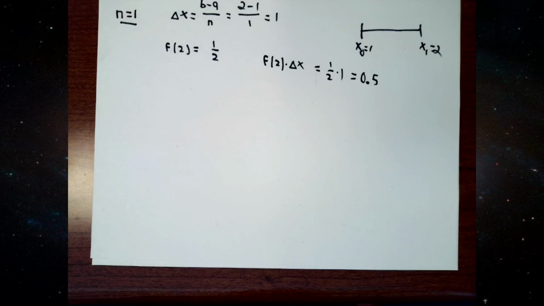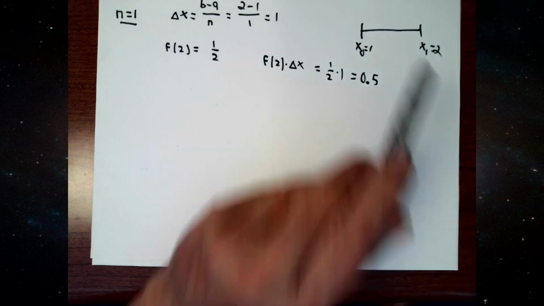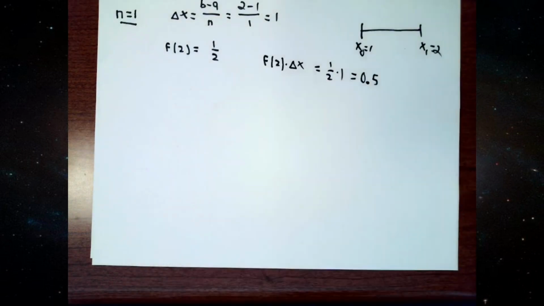which works out to be 0.5. The actual value of the integral is 0.6931, so this is not a very good approximation. We wouldn't expect it to be. We have a rather sizable interval, and I'm pretending that the function value is always the value at the right end.